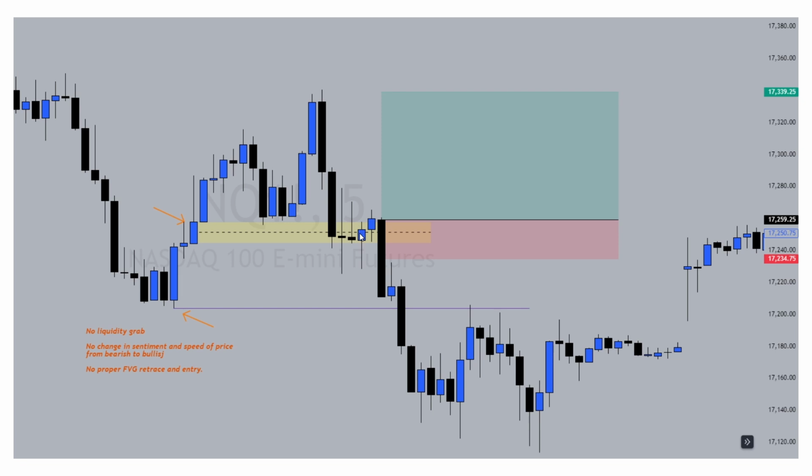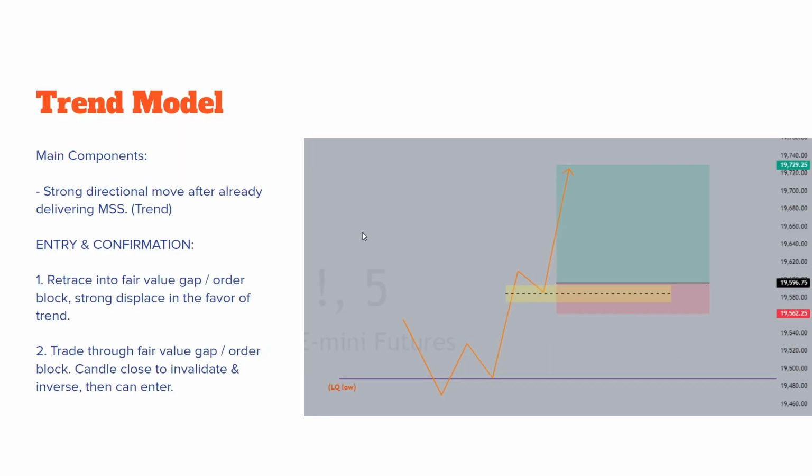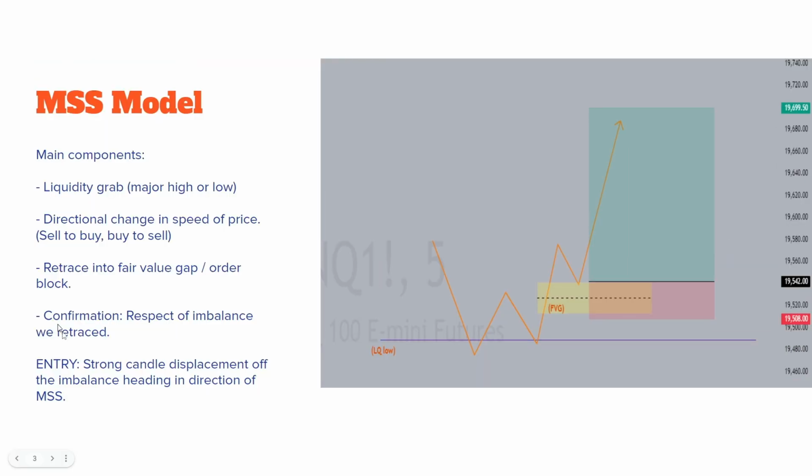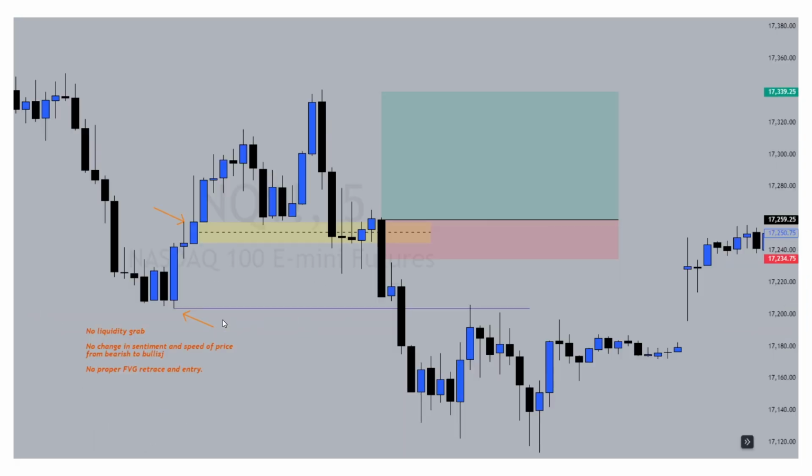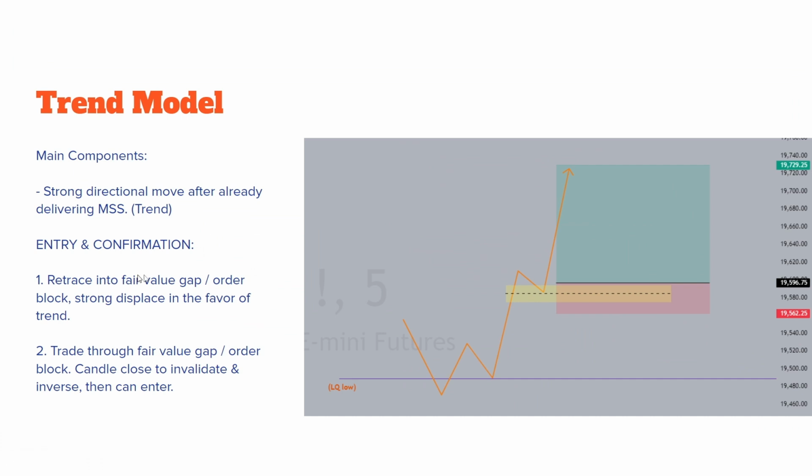And yeah, so in terms of a trend model here, the main concepts are: a strong directional move after already delivering an MSS, trend entering confirmation, retrace into a fair value gap or order block, and strong displacement in the favor of the trend. You guys see a similarity here, right? You go back to here, strong candle displacement. Retrace, strong displacement, right? So you see the similarity already. You guys can see my confirmation.